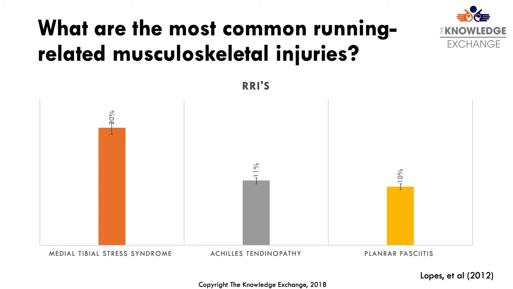For example, if we look at runners as a population group, the literature identifies 28 common running-related musculoskeletal injuries. Of these 28 running-related musculoskeletal injuries, Lopez et al. in 2012 identified the most common as medial tibial stress syndrome, Achilles tendinopathy, and plantar fasciitis. What's interesting is that Lopez and his colleagues found that the most common ultramarathon running related injury was not medial tibial stress syndrome, rather Achilles tendinopathy, followed by patellofemoral syndrome.